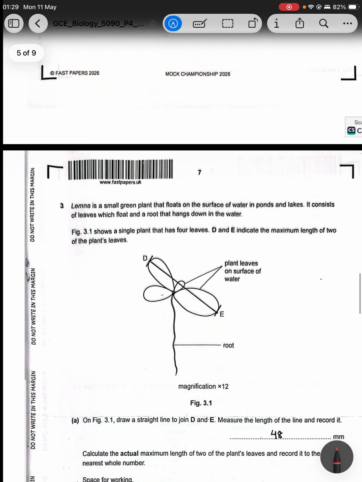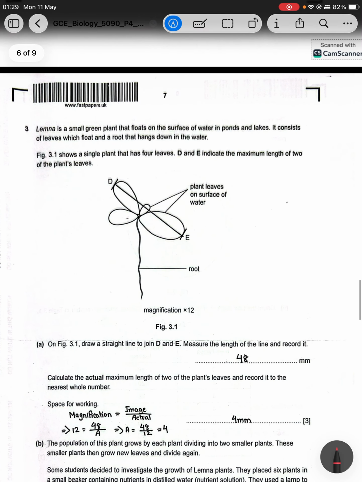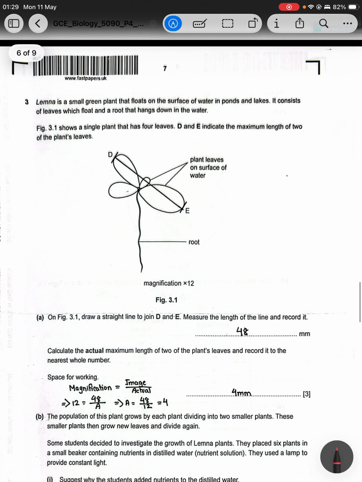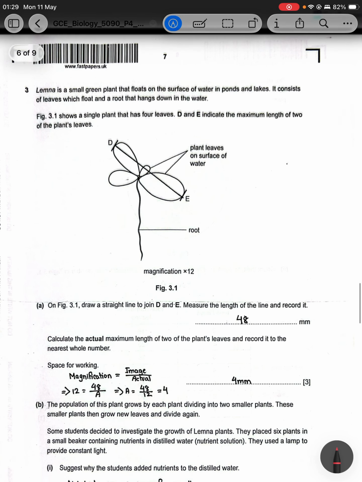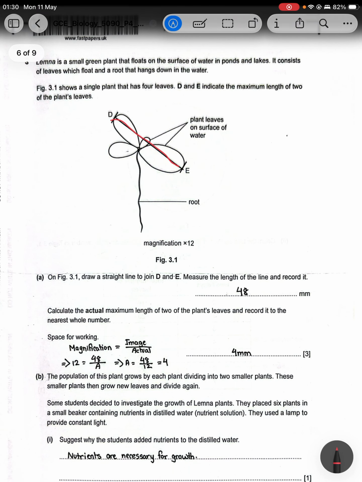Okay, so this is the last one. Lemna is a small green plant that floats on the surface of water in ponds and lakes. It consists of leaves which float and a root that hangs down in the water. So figure 3.1 shows a single plant that has 4 leaves. D and E indicate the maximum length of 2 of the plant's leaves. So this is the distance that we have to measure here.